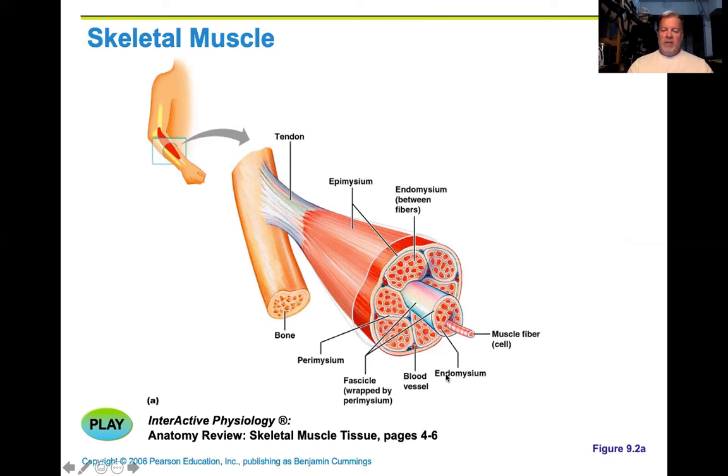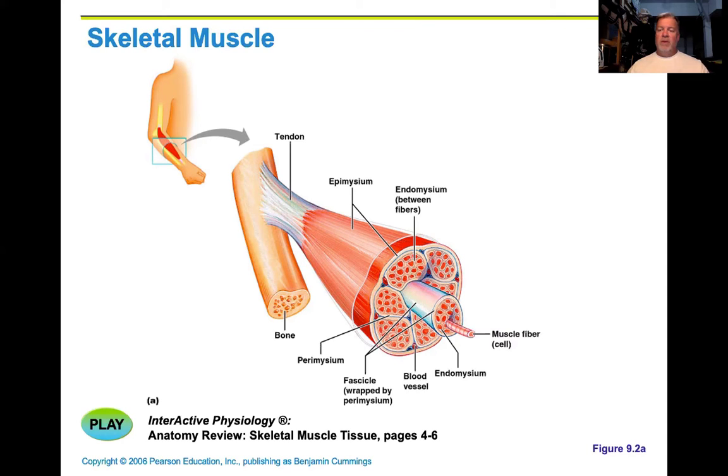Endo is on the inside. So here's the word right here, endomysium. This is a fine sheath of connective tissue. It's composed of reticular fibers. I don't know if you remember, reticular are the ones that are woven. But anyway, these are reticular fibers that surround each muscle fiber.